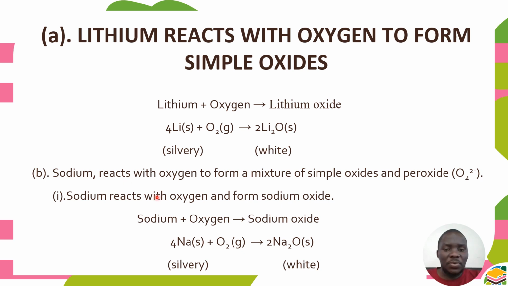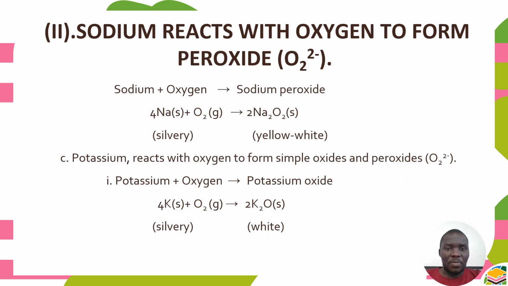Sodium can also react with the oxygen and produce a simple sodium oxide as well as sodium peroxide. So the chemical formula of the peroxide ion is this one. We have subscript 2 and superscript 2. So sodium reacts with oxygen and forms sodium oxide. So these are the chemical equations on how we can represent the reaction and the product. So this is a simple oxide that is formed, but we said it can also form peroxide.